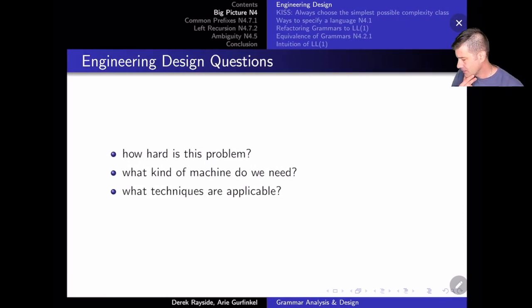So what are engineering design questions? Whenever we look at a problem, we need to know how hard it is. The theoretical understanding of this will tell us what kind of tools we can use. In our case, we're talking about languages and parsing grammars, so we need to know how complex it is and what kind of machine we need to accomplish this. From that, we get to know what kind of techniques are available and pick the easiest technique, the one that makes the solution as simple as possible and is good enough.